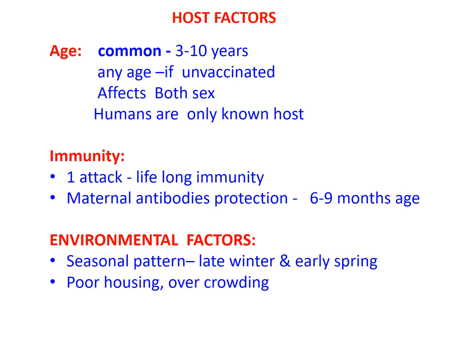The immunity with the first attack is lifelong. So if you get rubella, you get lifelong immunity. And children get protection from maternal antibody, for 6 to 9 months of age. The environmental factors for this disease: it has a seasonal pattern, mainly seen in late winter and early spring, and overcrowding and poor housing conditions are seen to have more rubella.